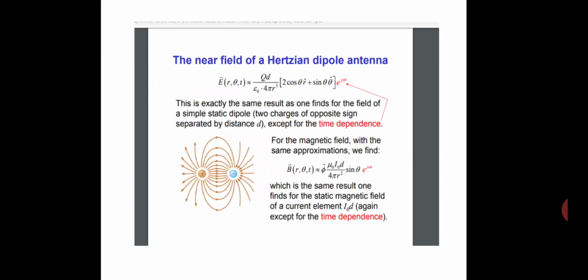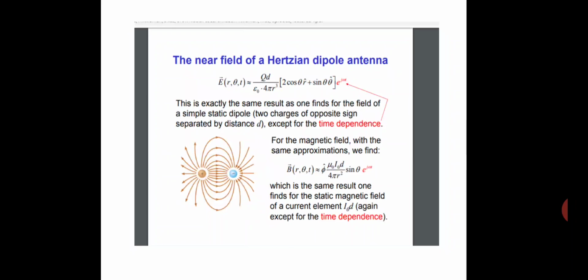We can write E in terms of r, theta, t equals qd upon 4π ε₀ r cubed times (2 cos theta r̂ + sin theta θ̂) e to the power jωt. This is exactly the same result as one finds for the field of a simple static dipole, two charges of opposite sign separated by distance d, except for the time dependence.